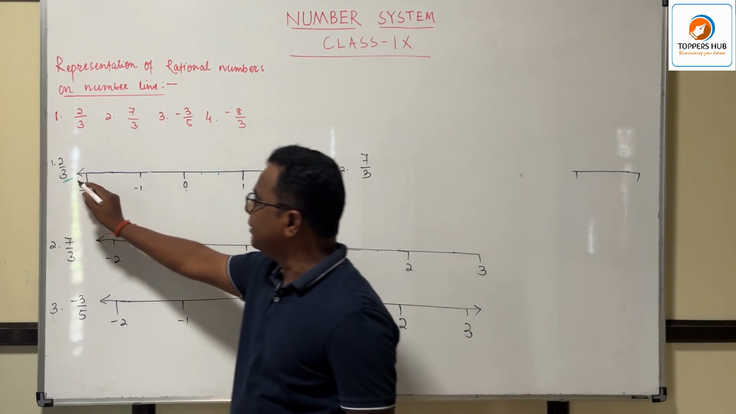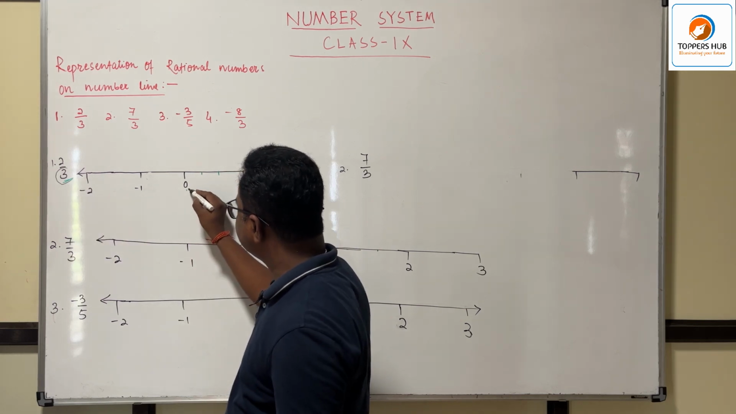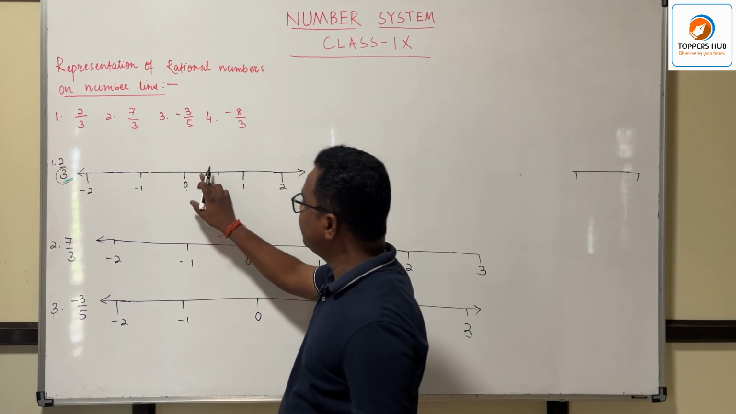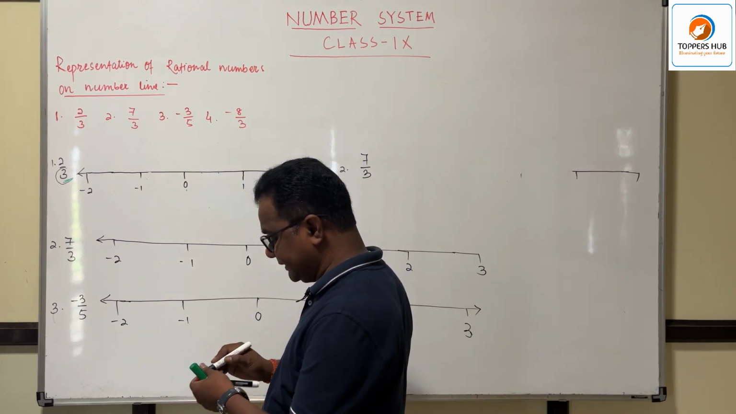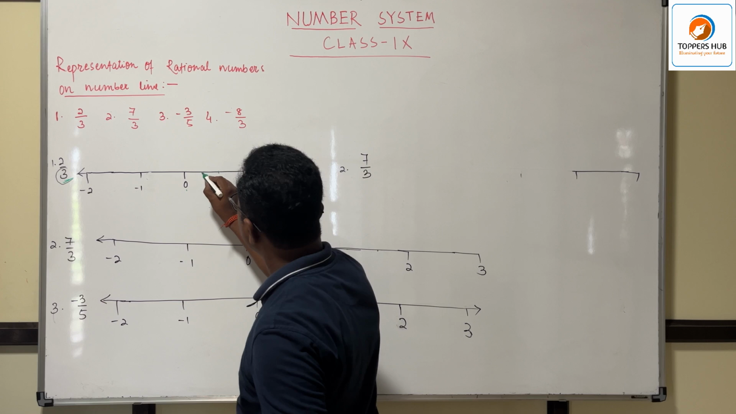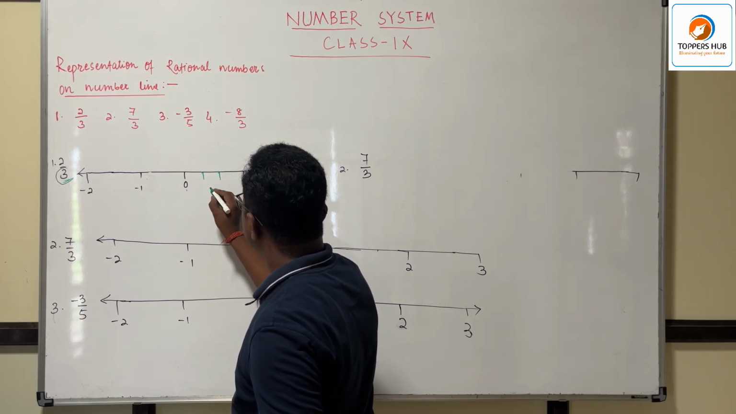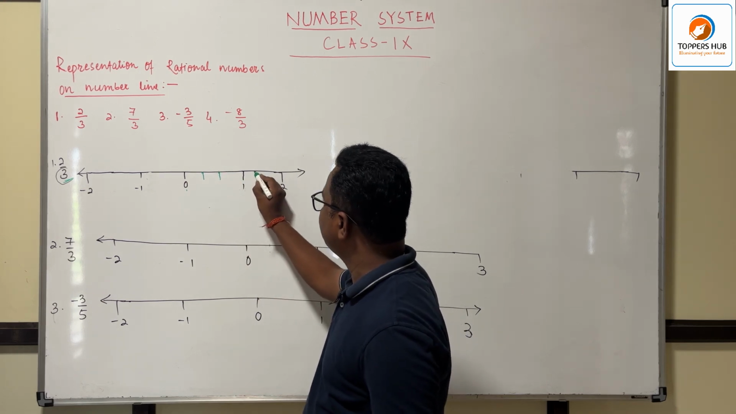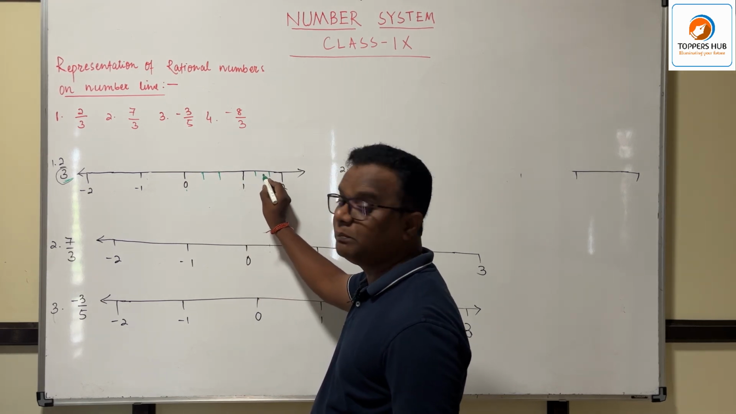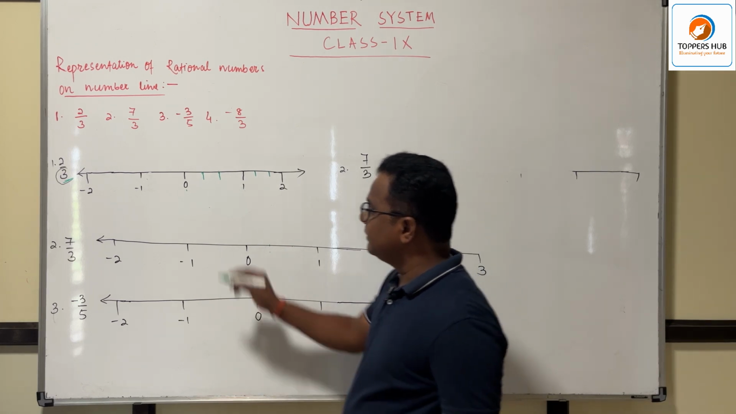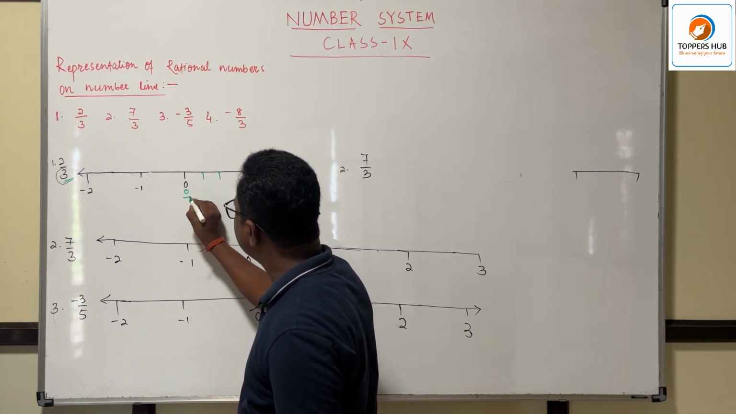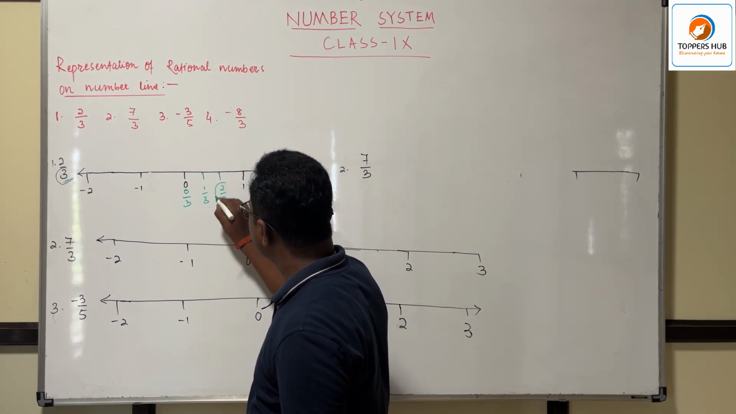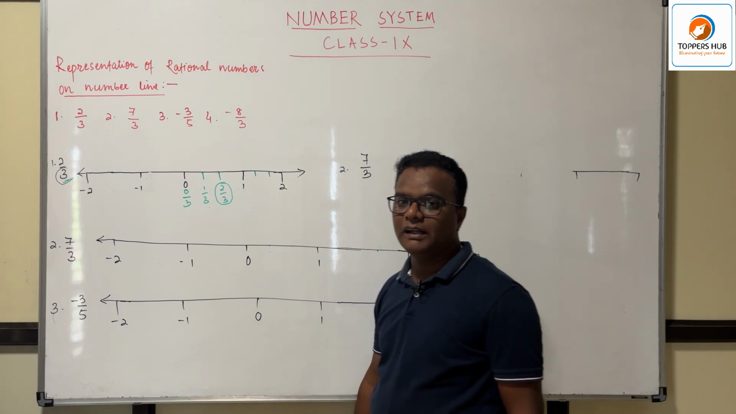Now I look at the denominator. The denominator here is 3. If you consider 0 to 1 as one segment, then each segment will be divided into 3 parts. One part, 2 parts and 3 parts. Here also I am going to make 1 part, 2 parts, 3 parts. Now this becomes 0 by 3, this becomes 1 by 3, this becomes 2 by 3. Here I got the number 2 by 3 on the number line.